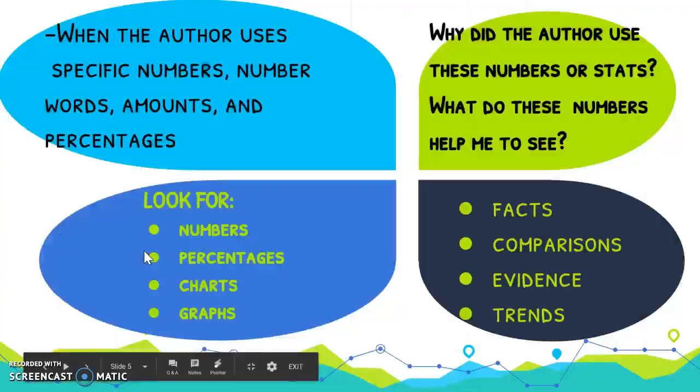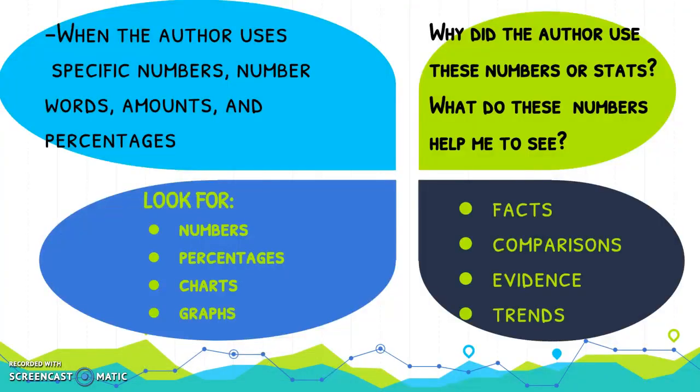So I'm going to skip through these first couple. And I want to talk, the first one is called numbers and stats. This is when an author uses a specific number, a number word, amount, or a percentage. Now, this doesn't necessarily mean that every single number that you see is a number and stat.